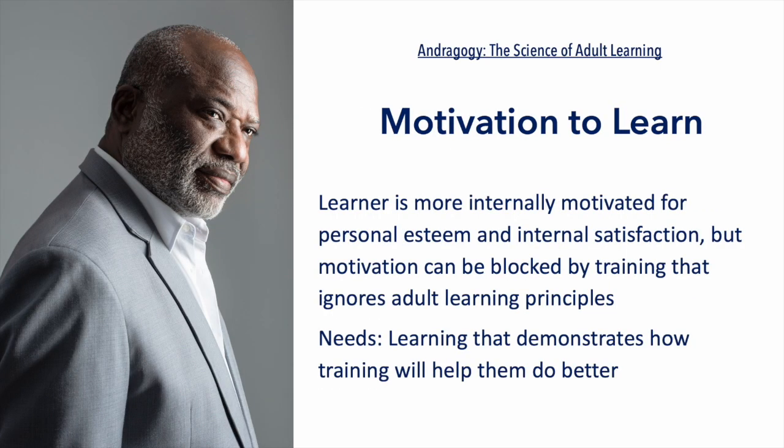The last characteristic and assumption that Malcolm made of adult learners talked about motivation. That last component we talked about in the social learning theory. Adults are more intrinsically or internally motivated for learning, and they do it for their personal esteem and their internal satisfaction. But motivation can be blocked by training that ignores adult learning principles. So our need here is for learning that demonstrates how training is going to make our jobs better, make us better at our jobs, or just benefit us in life in general.